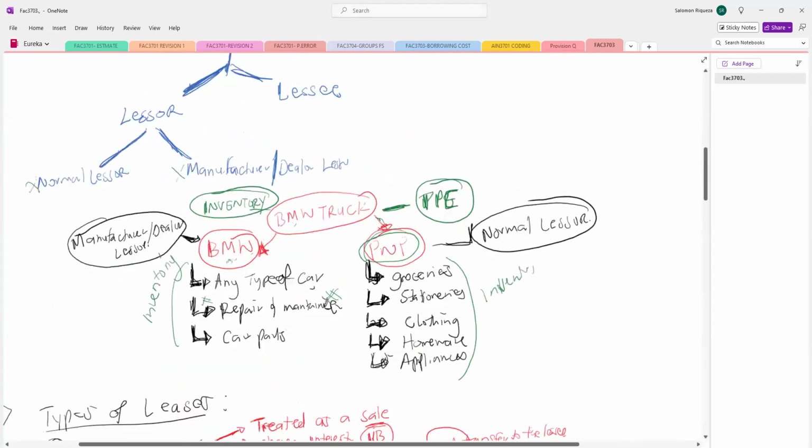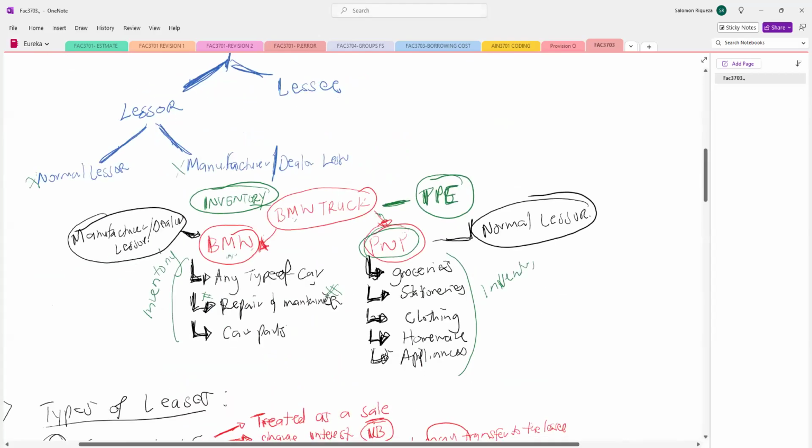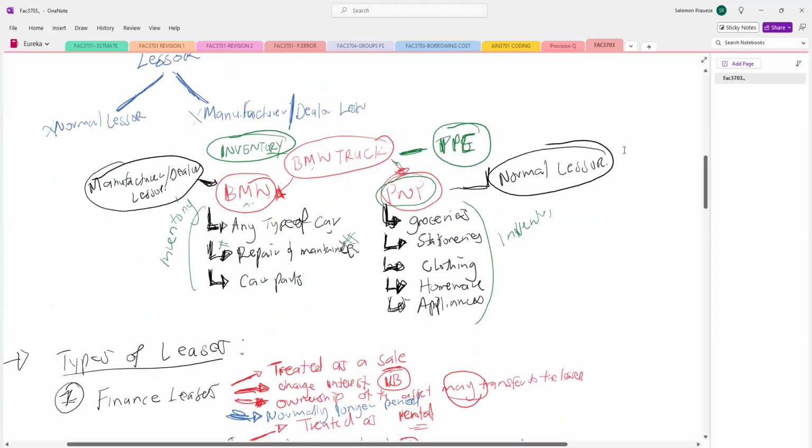So you have to ask if it's a lease. Can you see my screen, please? Okay. So first of all, ask if it's a lessee or a lessor. Then when you ask that, ask if it's a normal lessor or a manufacturer lessor. How do we know that? So I made an example, right? I use Pick n Pay and I use BMW. So for BMW, if they're giving out a BMW truck, it becomes inventory for them. For Pick n Pay, it's PPE, right? Which I'm not going to get into too much detail now.